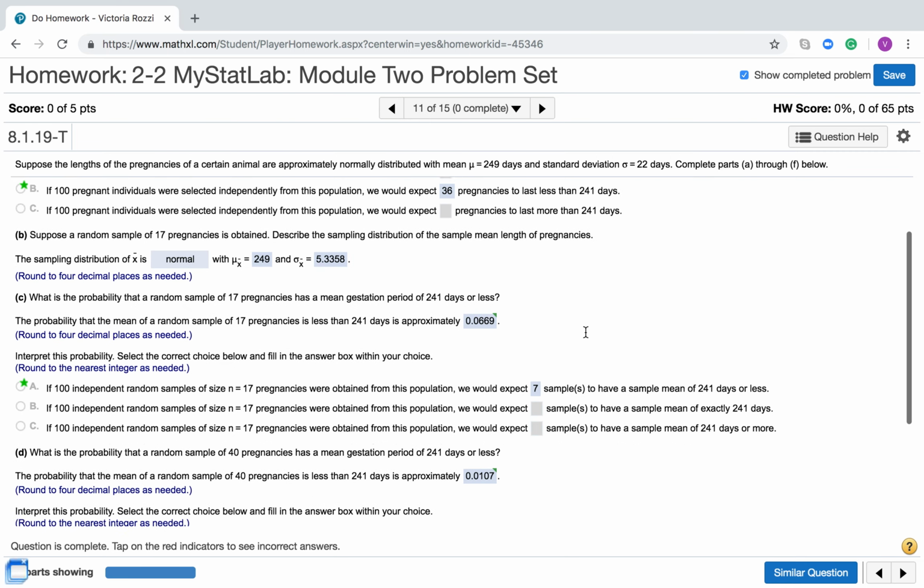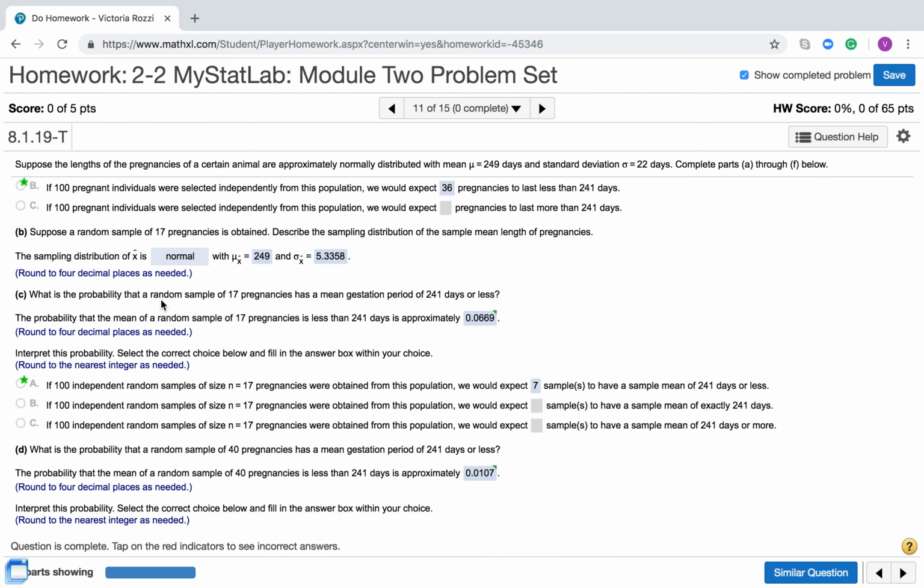Now we're getting into the idea of a sampling distribution. A sampling distribution is when we're taking a certain number of pregnancies here. With a sampling distribution, you still have the same mean. So the mean of a sampling distribution is equal to the mean of the population.